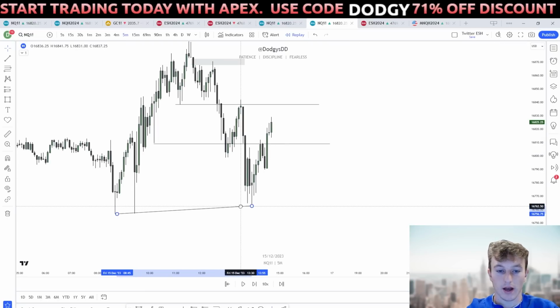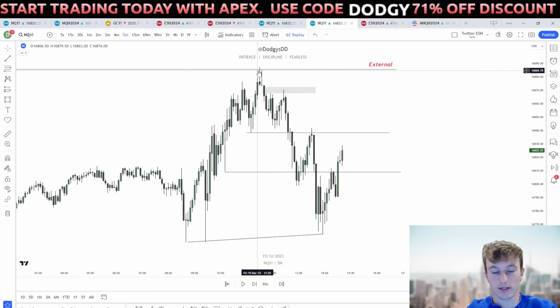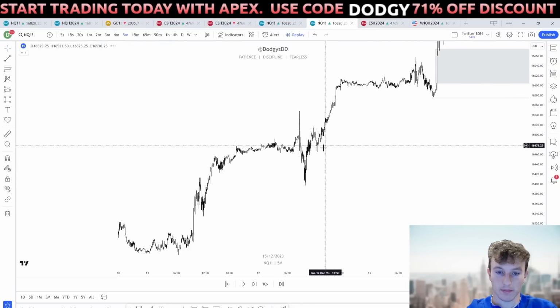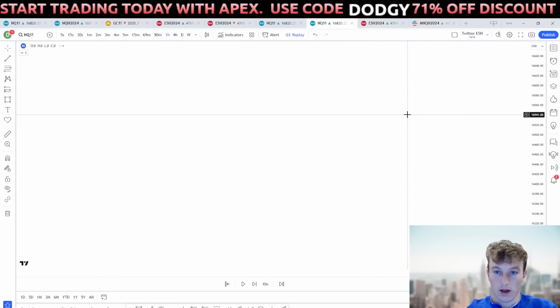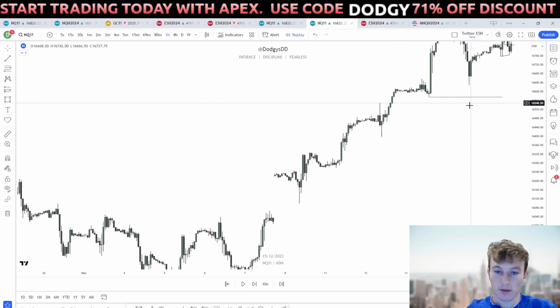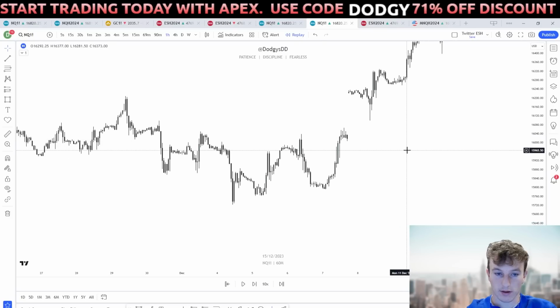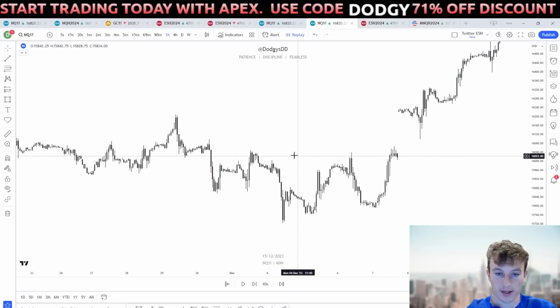But again, the idea is, here's external liquidity. Once we hit that external, if we get a reaction off this or some sort of reaction, we're going to get a sell model. Okay, so one more example. I'm going to start with a higher time frame. I'm going to look for some sort of hourly fair value gap reaction, and that's going to give us our model.